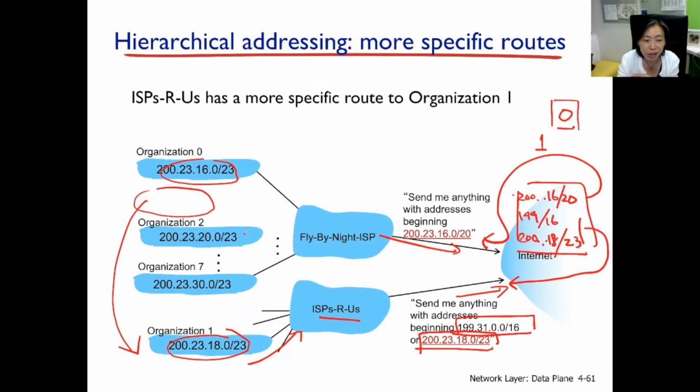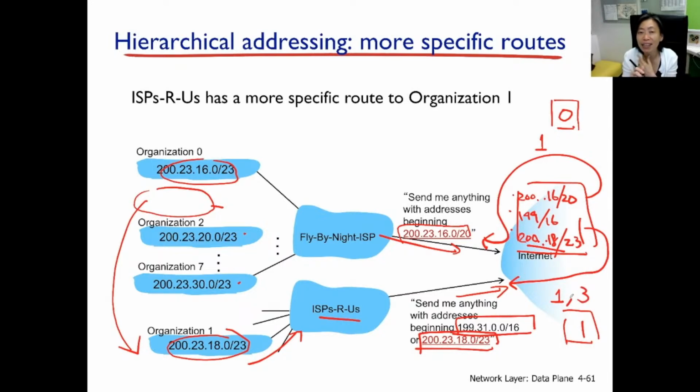Similarly for organization 2 and 3 and all the way to 7. As long as the destination IP address is matching this, it's going to come down this way. Yeah, I know you're thinking, what if the packet is going for organization 1? You're right, it's going to match the first entry. Ooh, a bit worrisome, yes. But if you look down the table, it's going to also match entry number 3.